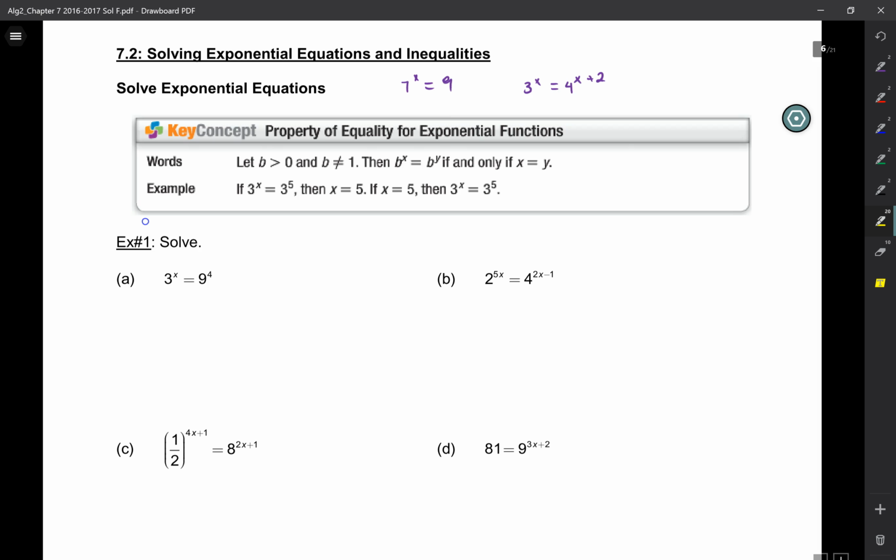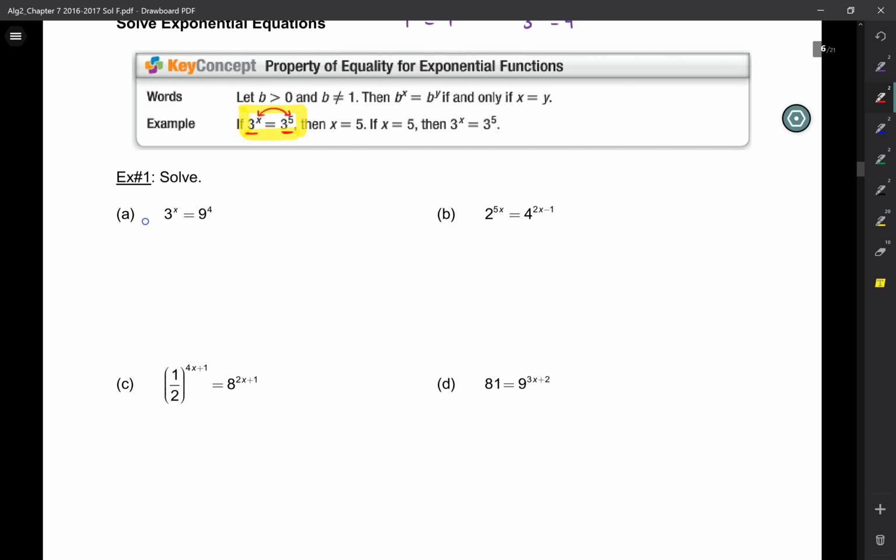how do we solve these? So if you have one that looks like this, 3 to the x equal to 3 to the power of 5, let's say, right? As long as the bases on either side are identical, then their exponents will be equal to each other. So you could just set the exponents equal to each other. Okay? So the goal then is to make sure that on either side of the equation, your bases are identical to each other. All right, so let's do that here.